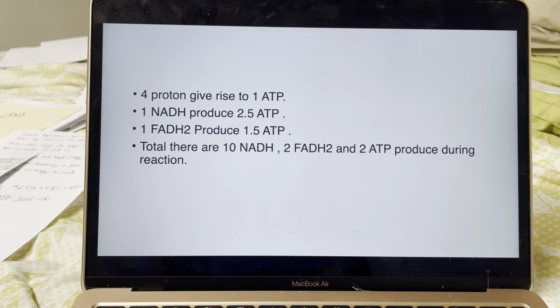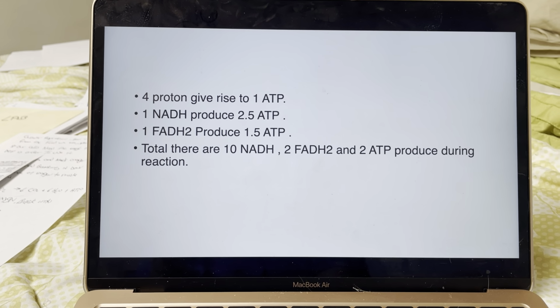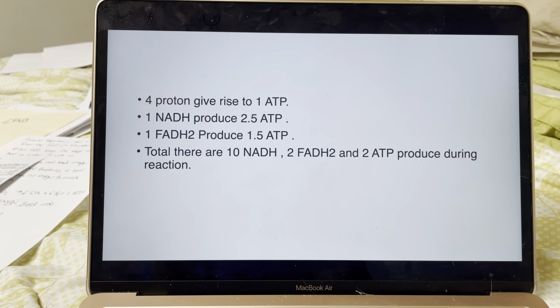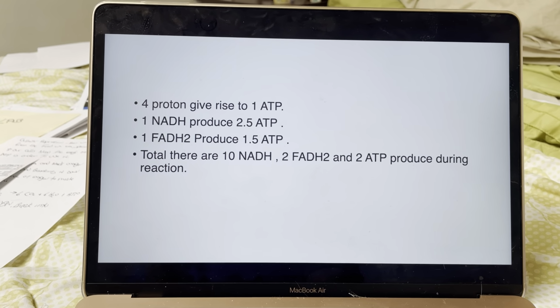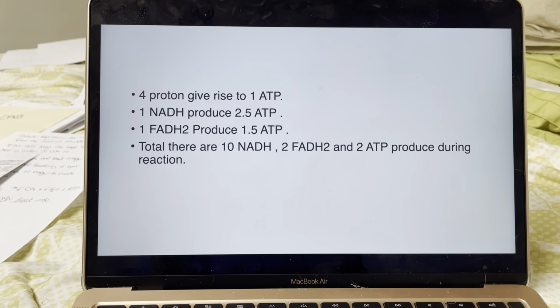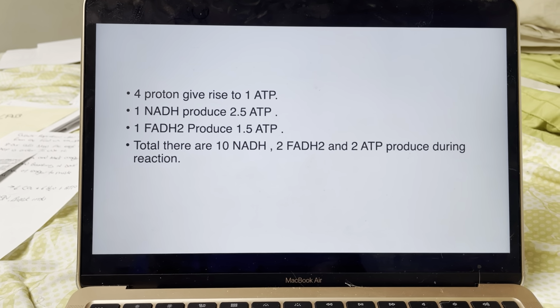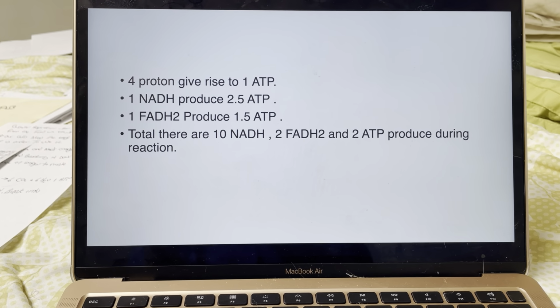So to recap, 4 protons give rise to 1 ATP, 1 NADH produces 2.5 ATP, and 1 FADH2 produces 1.5 ATP. So totaling, you'll see there the 10 NADH, the 2 FADH2, and the 2 ATP produced during each reaction, calculated with that equation, will give you 30 ATP.